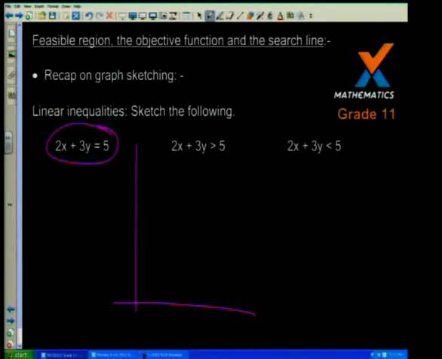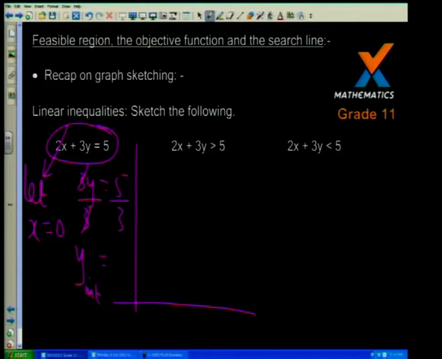So to find the y-intercept, you are going to let x equal to 0, because then you will get the y value that will cut your y-axis. So that y value in this case becomes 3y equals to 5. You divide that side by 3, that side by 3. Now your y-intercept comes out to be 5 over 3. Then you mark it on your y-axis.